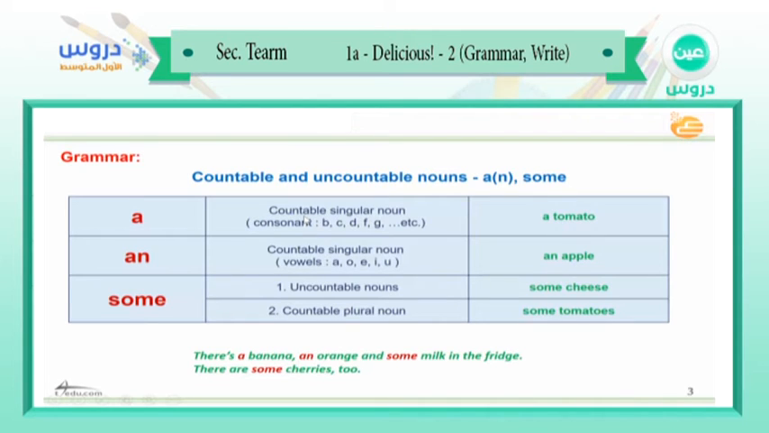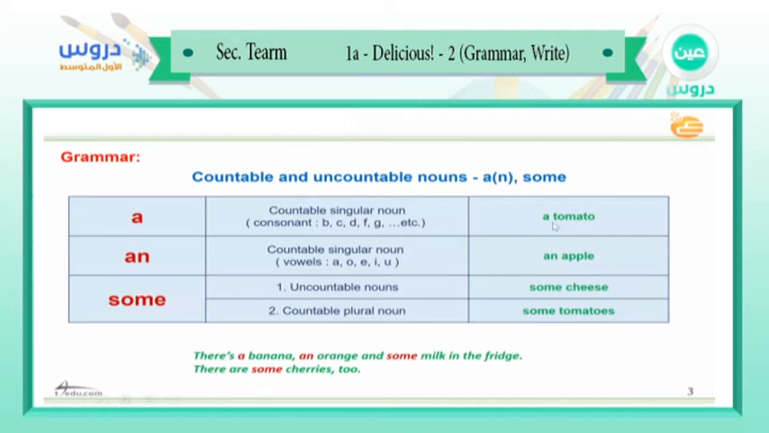So with a, we use it with countable nouns. I can count it. Singular, only 1. Not more than 1. Only 1. When I say singular, I mean 1. When I say plural, I mean 2, 3, 4, 5, more than 1, okay? Singular, only 1, noun.